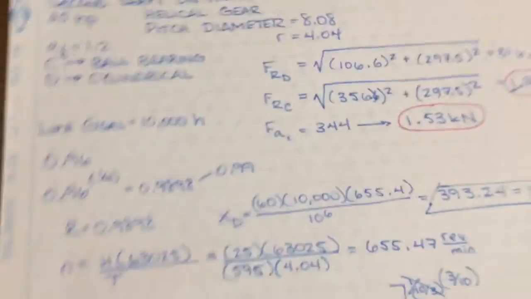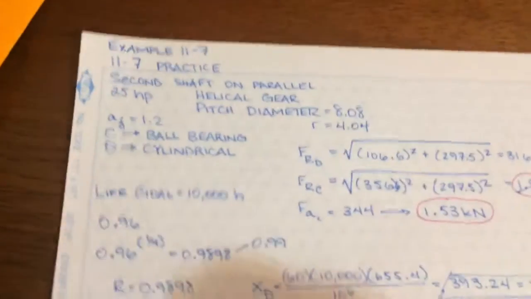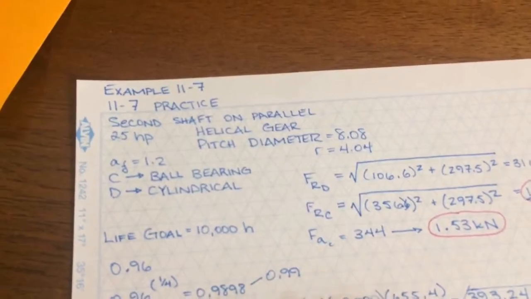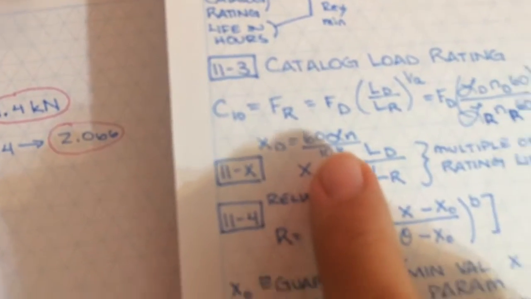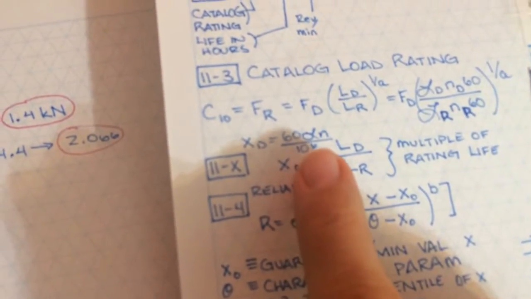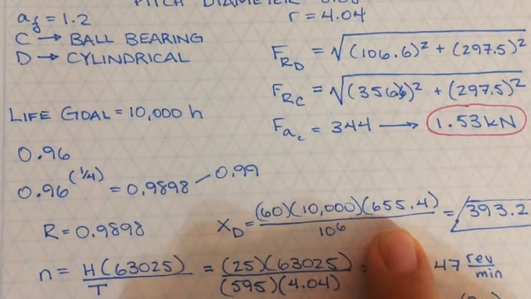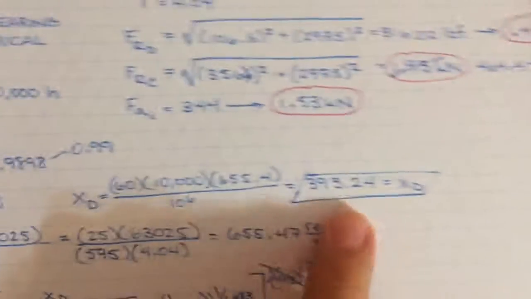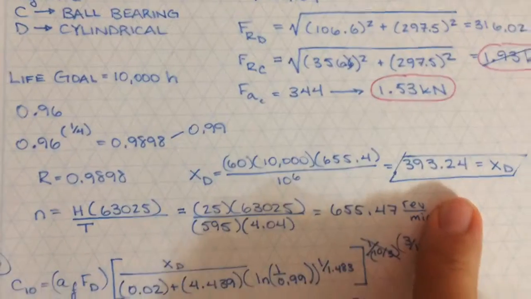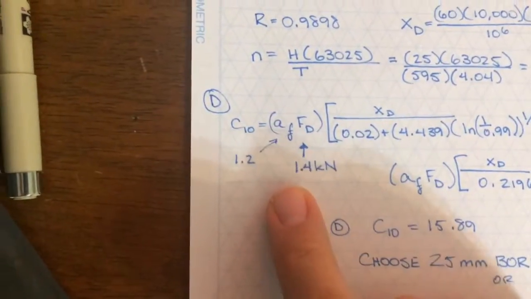And I was just talking about XD. So the formula for XD is 60 times ln, so that's life times n over 1 million. And I have 60 times 10,000, which is the life, and times n, which we just calculated here, equals 393.24. That's XD.